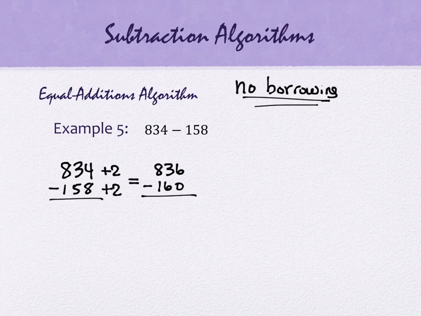Now I don't have any borrowing in the ones column, but the tens column still has borrowing, right? It's got a 3 and a 6. 3 on top, 6 on bottom. No good. I want to change that 6. Well, I can change that 6 into a 0 by adding 40. And if I add 40 on bottom, I have to add 40 on top. So 160 and 40 is 200. That's a lovely number because it's got 2 zeros in it. 836 and 40 is 876.